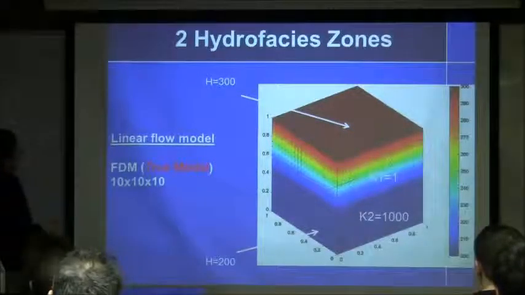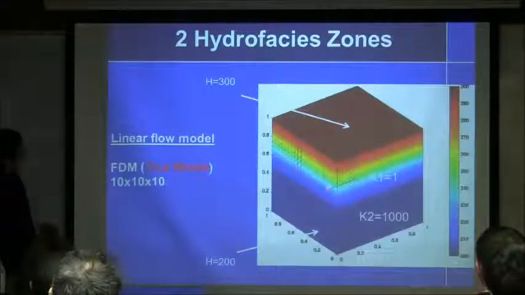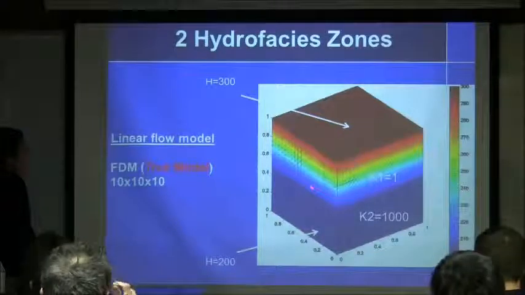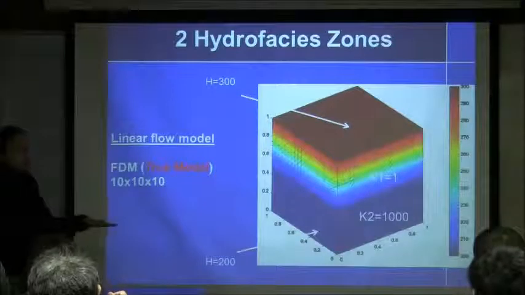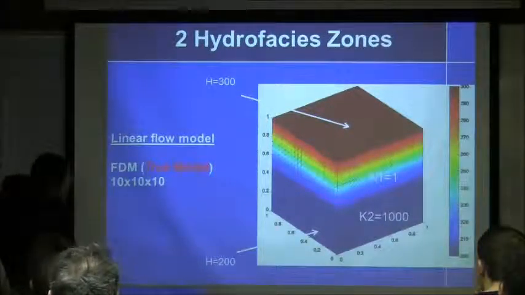And this is one simple example of a cube problem. Like some high head, low head, so we have a linear flow. This is true model K1. The top aquifer has smaller K, the bottom aquifer has larger K. So that's our true model from which we sample some measurements of heads as well as fluxes.